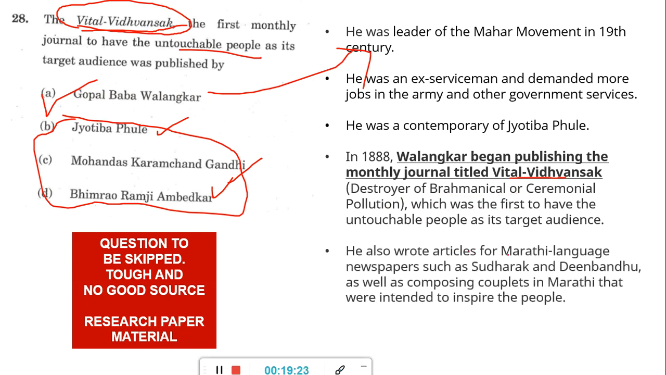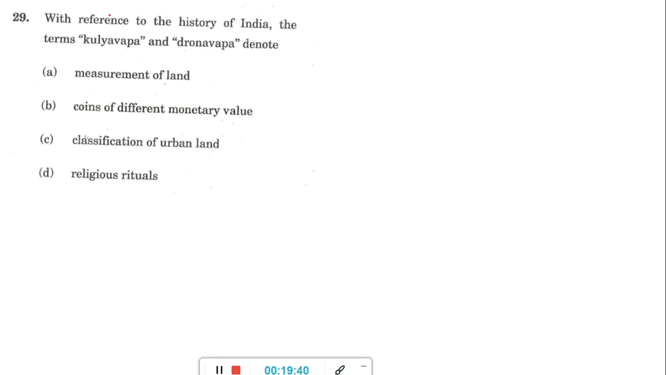He also wrote articles for Marathi language newspapers such as Sudharak and Deenbandhu. Sudharak and Deenbandhu are there in your Spectrum. Go and find out who the author is, because UPSC has asked once and will ask again. So this you will get in Google, in different research papers, but not in a single textbook. So learn this by heart. Now, question number 29.